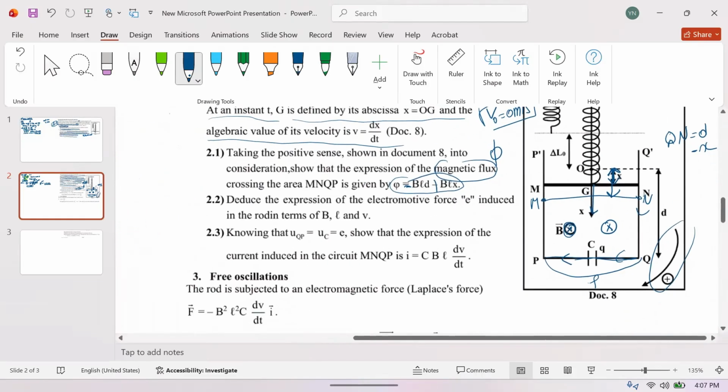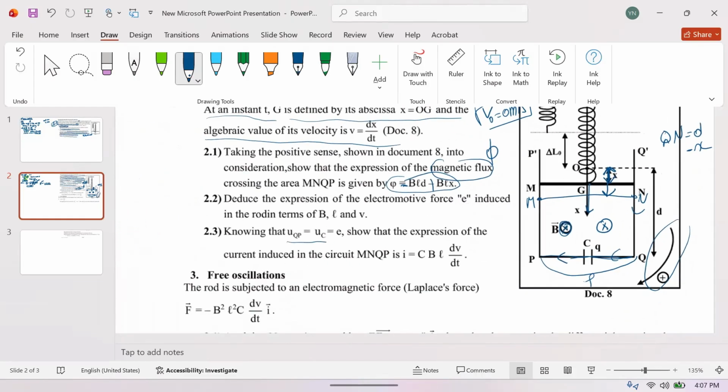Now, 2.3. Knowing that UQP equals UC equals E. That means the electromotive force, all of it, will be going to the capacitor. Show that the expression of the current induced in the circuit is I equals CBL dV over dt. To take that type of question, I have to relate I to UC that they talked about in the given, which equals E. And when I say that, I don't mean just think about the electromagnetic induction.